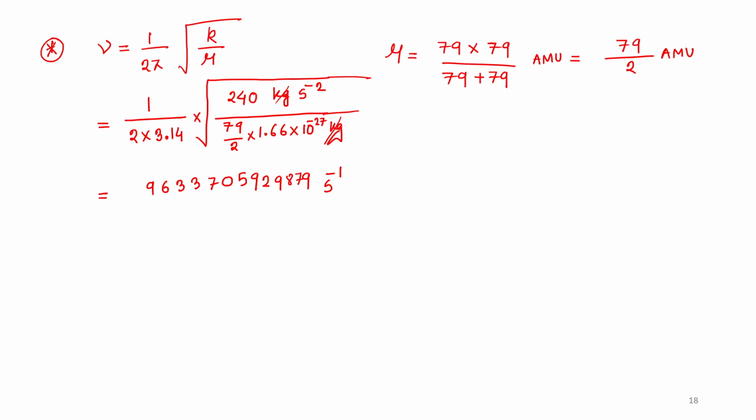So what I will do is, if I now try to write the frequency in terms of wave number, then it will be nu by c, that is the speed of light, right? I'll just divide it by 3 into 10 to the power 10. So that time I'm getting something around 321.12, but now my unit would be centimeter inverse.